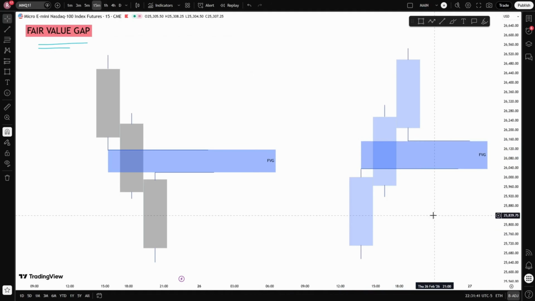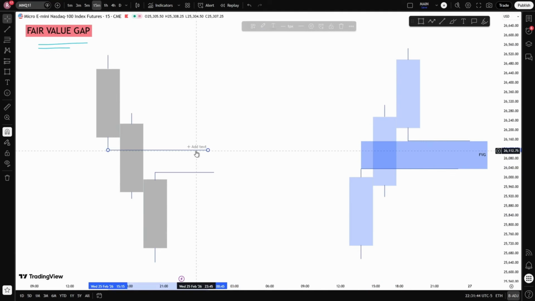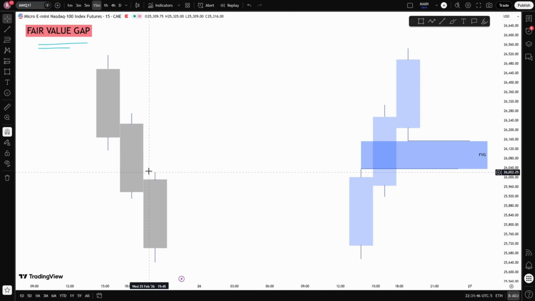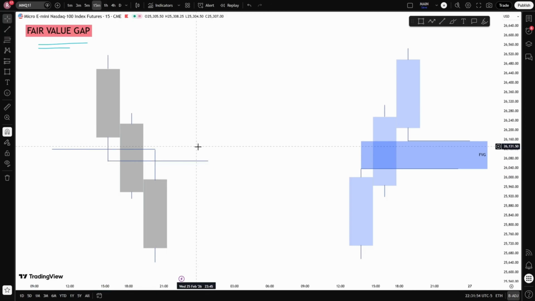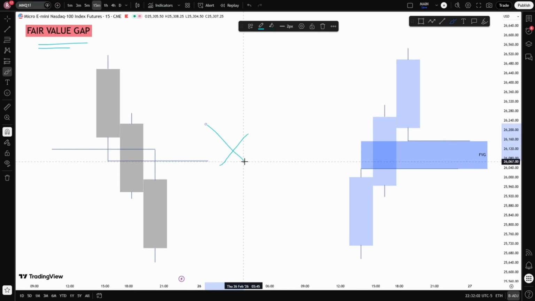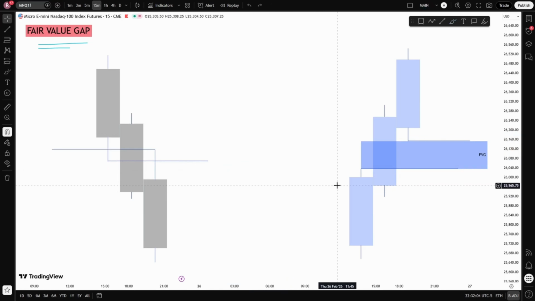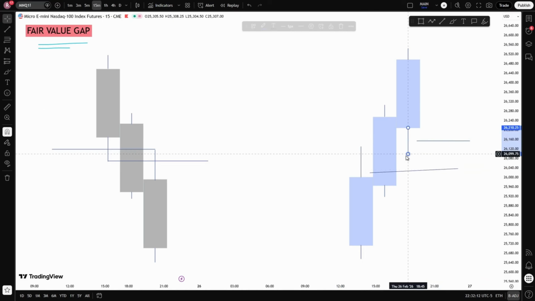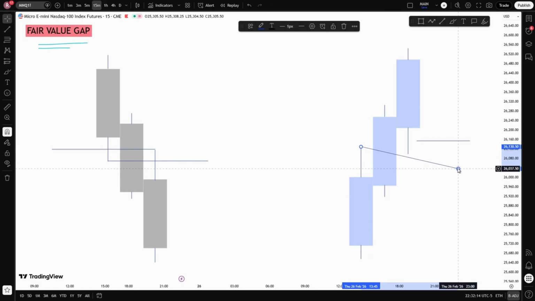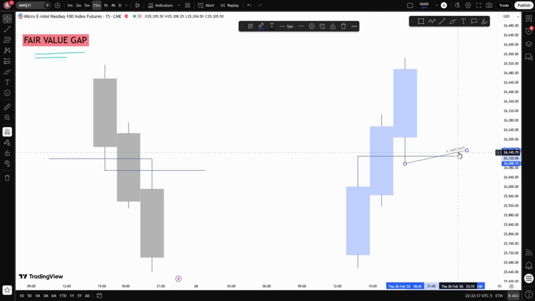Now let's look at what is not a fair value gap. If we extend the low of the first candle and the high of the third candle, and they overlap, then there is no gap. If the low of the first candle is below or inside the range of the third candle's high, that means price traded through that area. There is no imbalance. Therefore, it is not a fair value gap. The same applies in the opposite direction. If the high of the first candle overlaps with the low of the third candle, there is no gap. No imbalance was left behind.